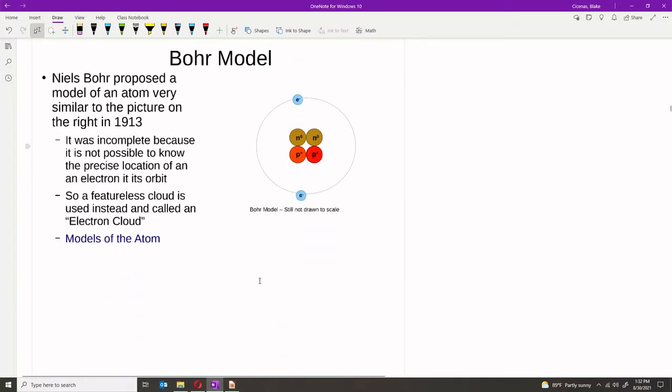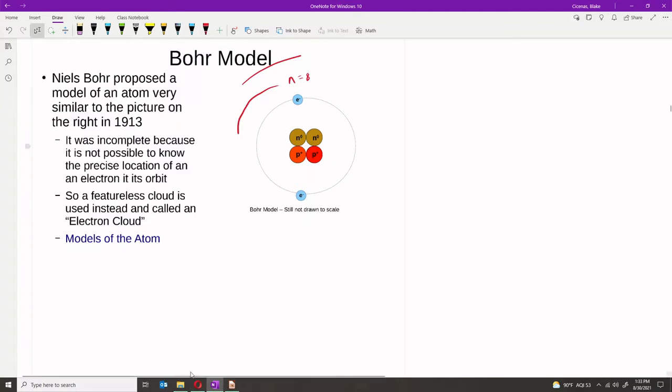So Bohr models do start with Niels Bohr, who proposed a model of an atom very similar to the picture on the right in 1913. It was incomplete because it wasn't possible to know the precise location of an electron in its orbit. We just knew it, quote-unquote, orbited the nucleus. So eventually, orbits were left in favor of a cloud of where it might possibly be, because this is helium. We only have one orbit, but if you remember, this is like n equals 2, n equals 8. If you don't remember, it's not really that relevant. But there are multiple different orbits that an electron could inhabit after it filled its bottom level.